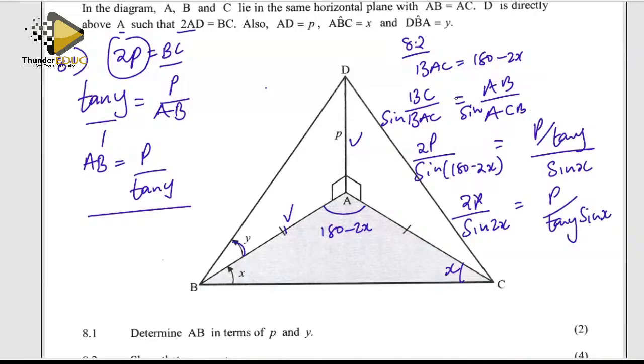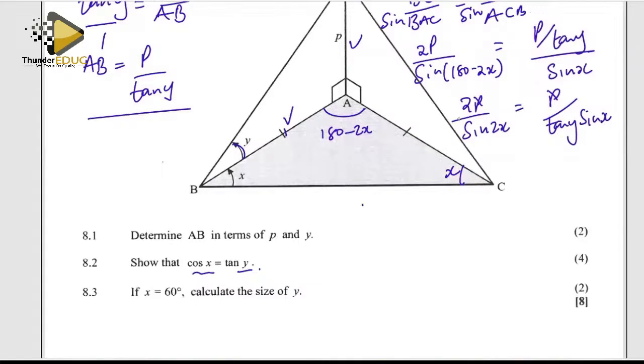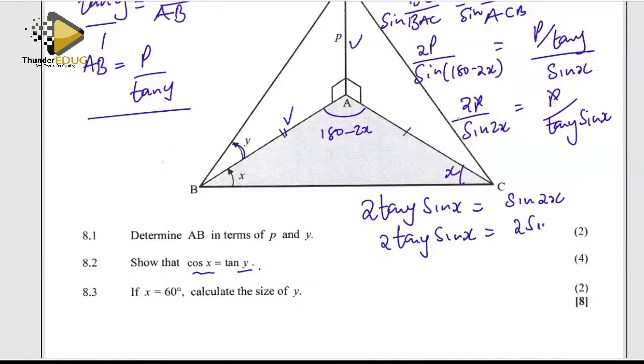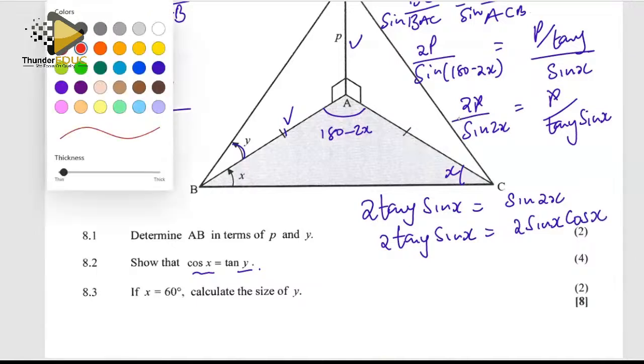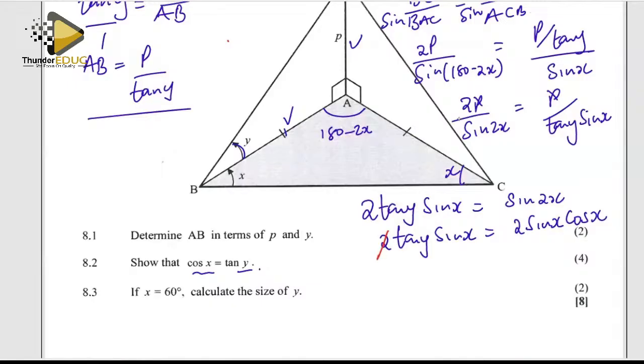We can cancel this P and that P. We can do the cross multiplication, meaning that twice tan y sine x is the same as sine 2x. Let's break down the sine 2x, which is going to be 2 sine x cos x. Then from that point, we can see that the 2 cancels the 2 and the sine x cancels the sine x. We have the tan y being equal to the cos of x. That's what we had to do.